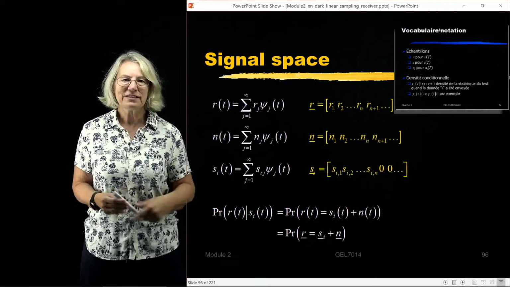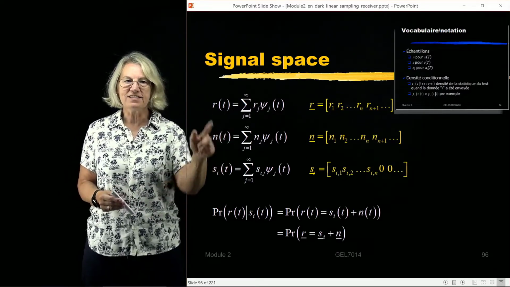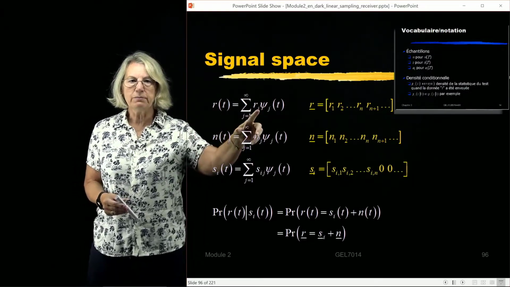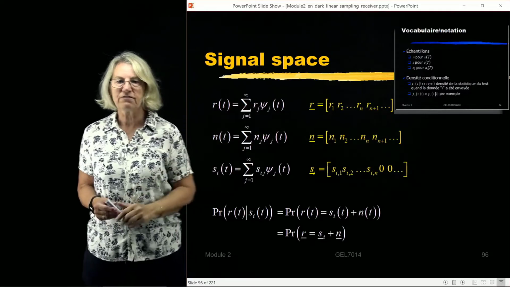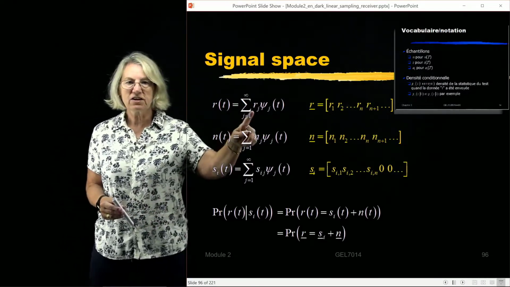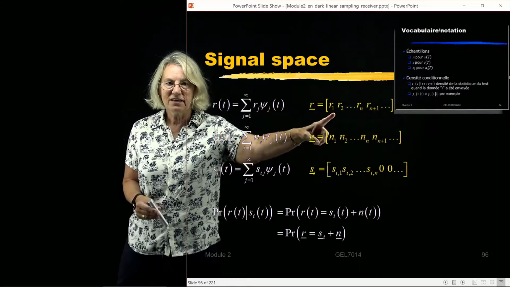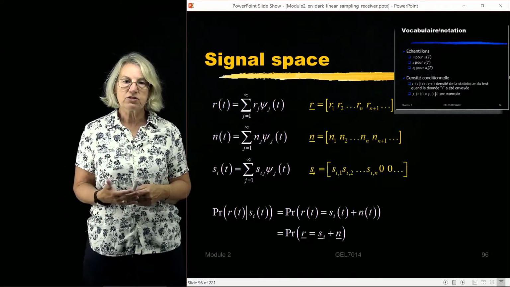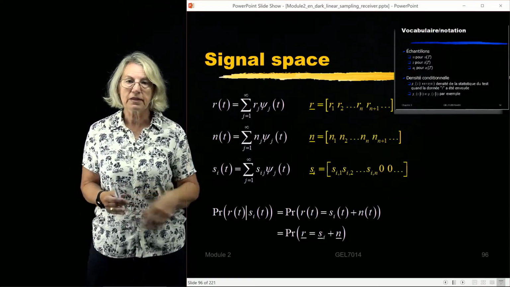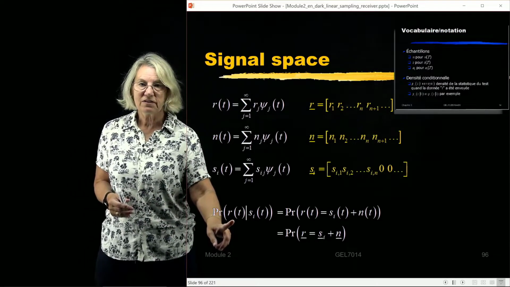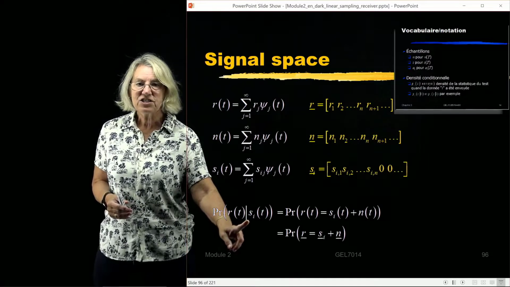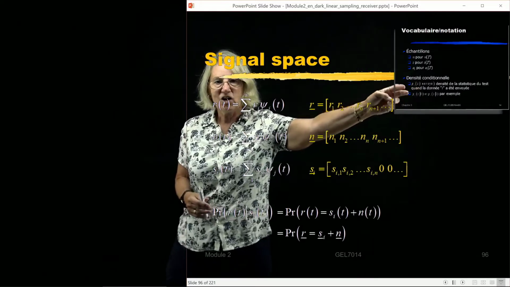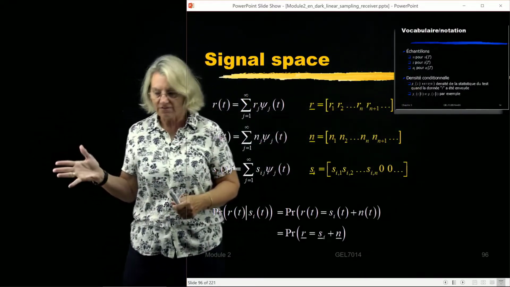Recall what the signal space representation is. We take the r of t that we receive, and we break it down into a linear combination of our basis vectors, and the coefficients of this linear combination become the elements of our vector representation. So when I say I want to find the conditional probability of the received signal conditioned on a certain symbol being transmitted, this was the first step we did earlier in our linear sampling receiver.